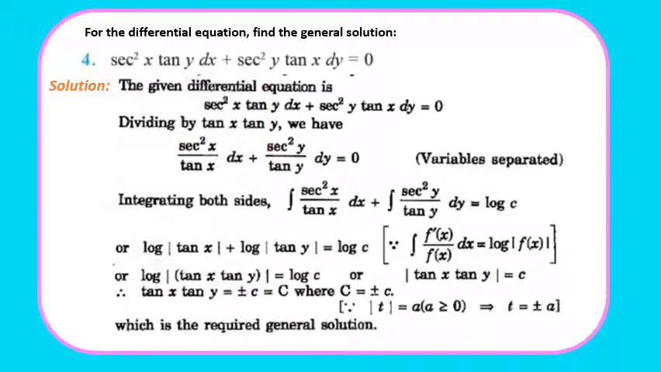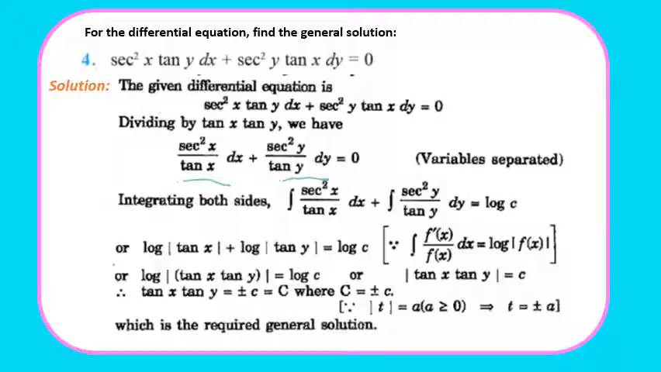Moving to question 4, for the differential equation, find the general solution. The question is sec square x tan y dx plus sec square y tan x dy equals 0. Now dividing both sides by tan x tan y, we get sec square x upon tan x dx plus sec square y upon tan y dy. Now we have to separate the variables, x together and y together. So we have already separated the variables.